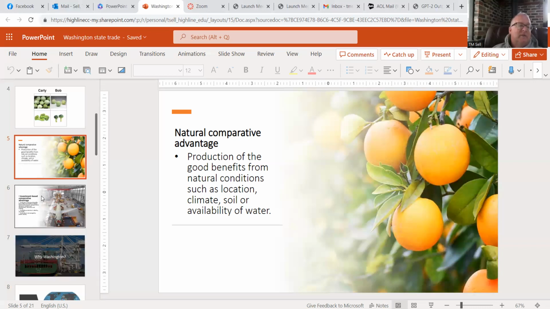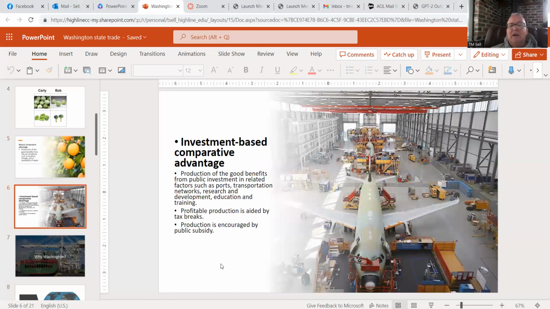Now, the other kind of comparative advantage is what I call investment based, which is to say, public investment in things that make it easier to produce a product. And we will see as we look at some examples from our state that both of these things can happen at the same time. Production of the good benefits from public investment in related factors such as ports, transportation networks, research and development, education and training. Those are all things that cost money. They don't just spring from seeds in the ground, right?